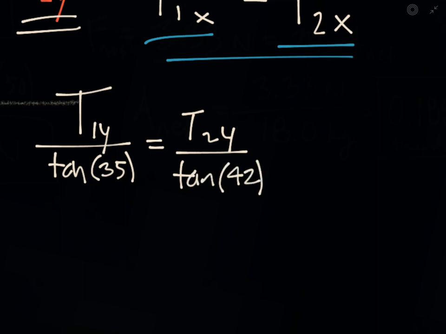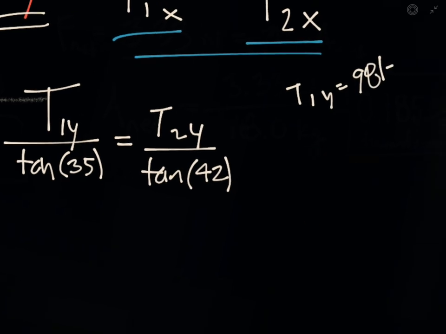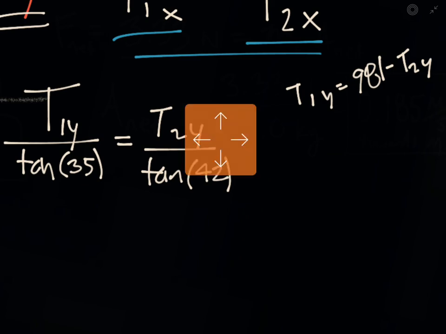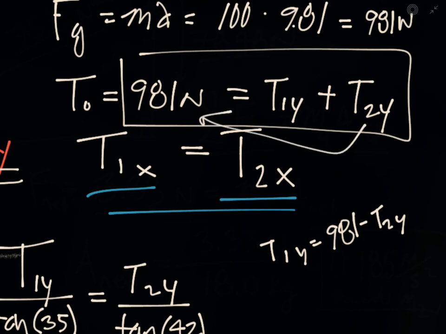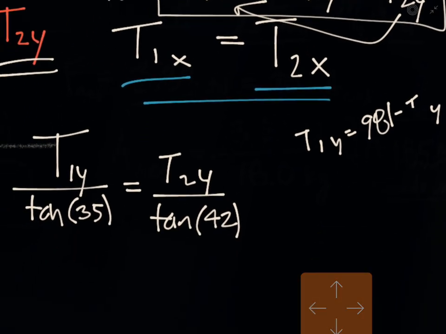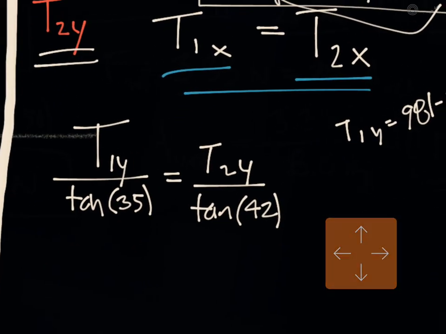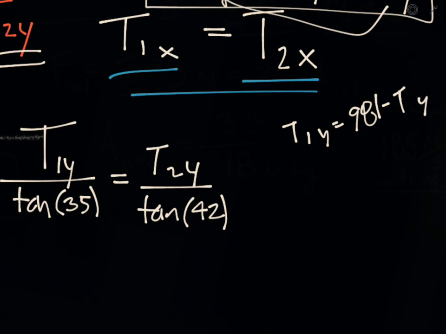Okay. We also know that t1y is equal to 981 minus t2y, right? Because we know that from this equation up here, we can just subtract this and move it over there, subtract that, and we get it over here. We can go ahead and just substitute it right back in for t1y. Oops, excuse me. We can substitute this into here, and now we can solve. We have a bunch of constants and two variables, so we can solve.